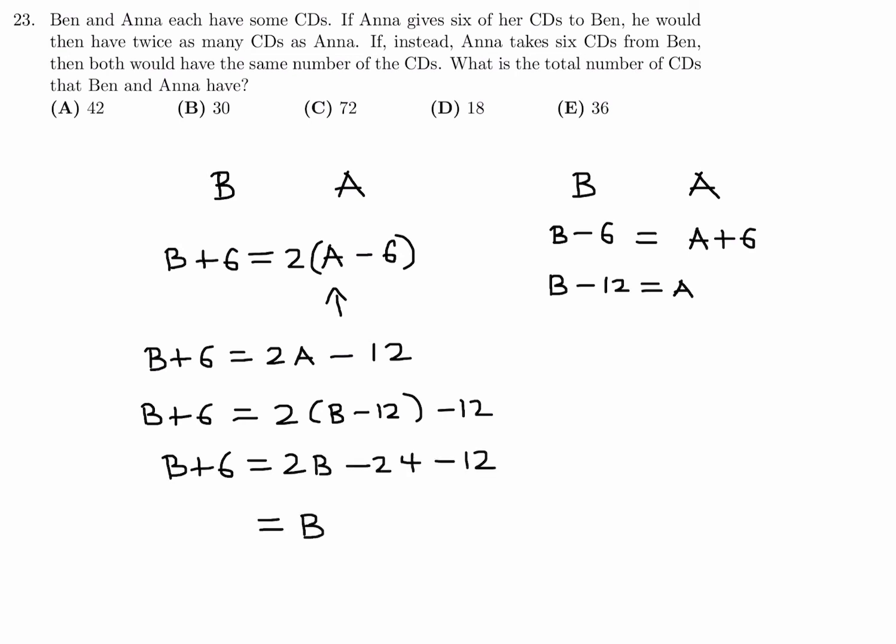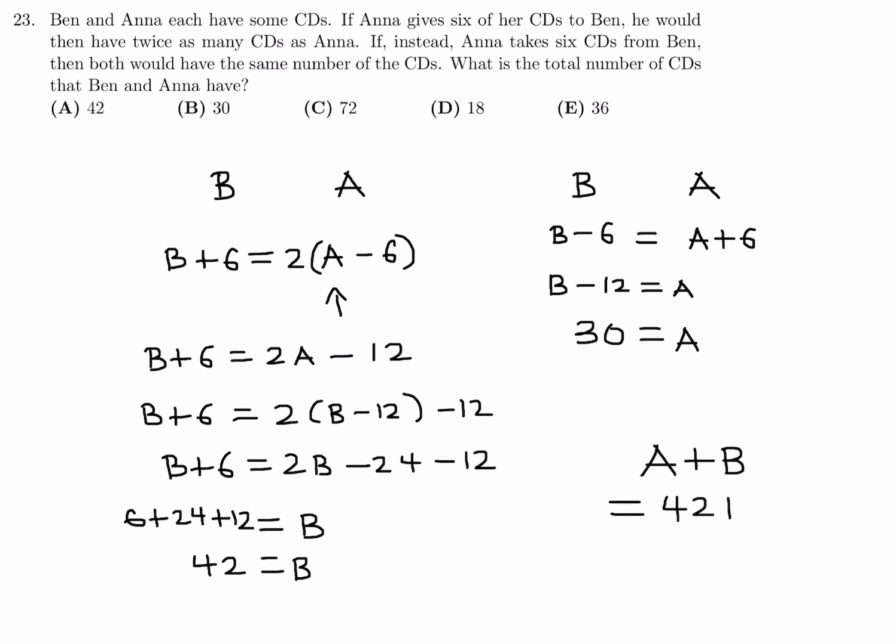So b is therefore 6 plus 24 plus 12, and therefore b is equal to 42. And if b is 42, then that means a is 42 minus 12, which is 30. And therefore Ben and Anna, the total number of CDs they have is a plus b. So that's 42 plus 30, and that is 72. So number 23, the answer is C.